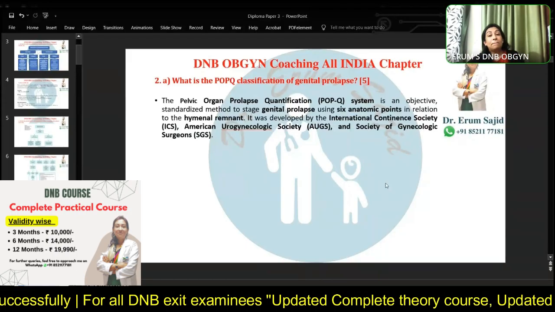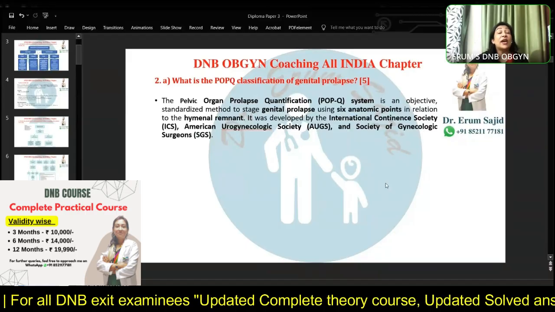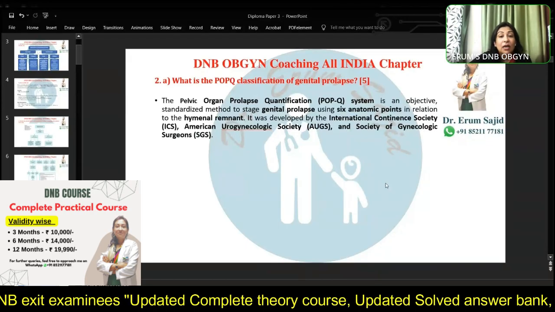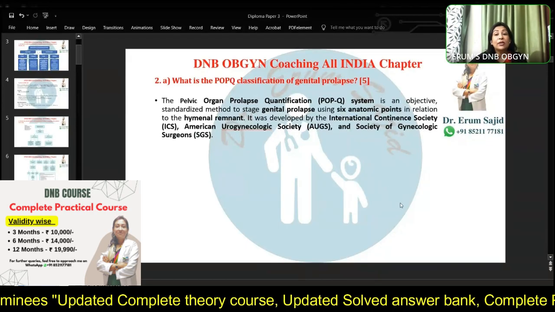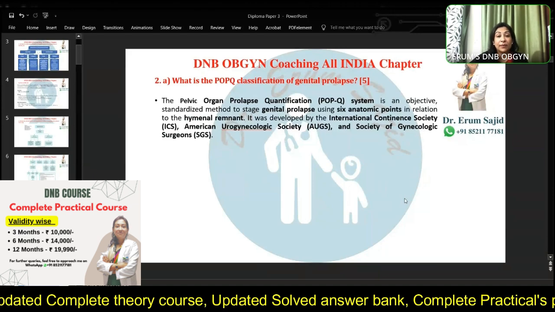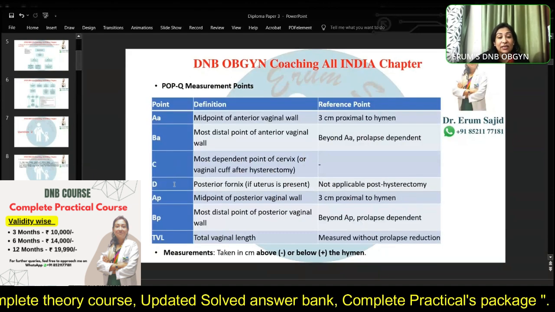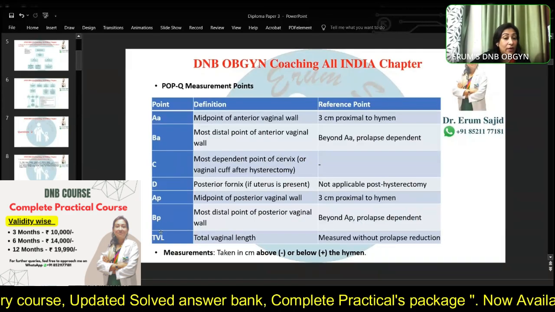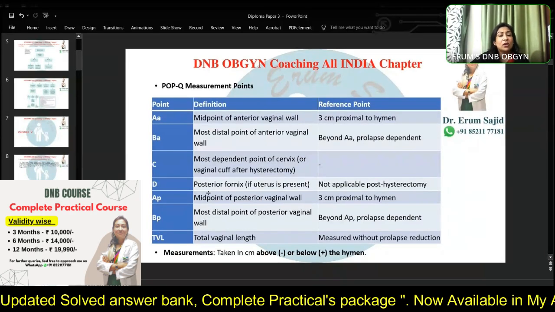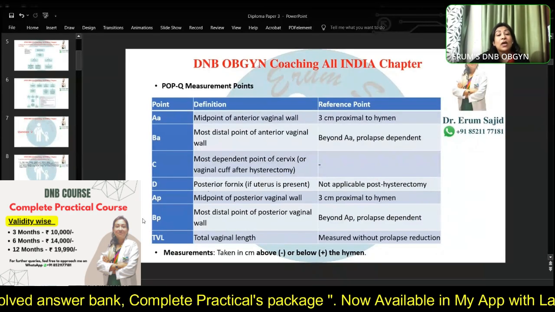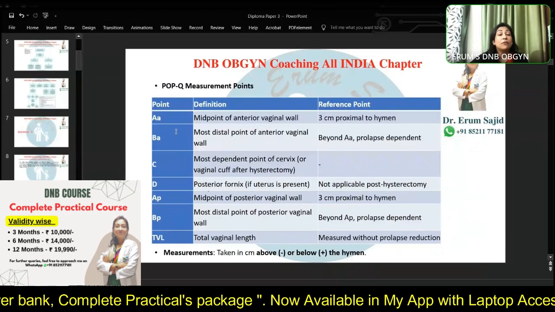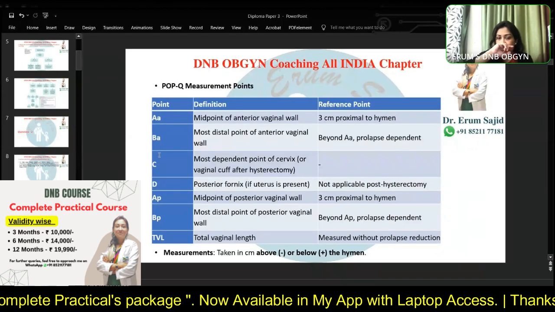So anyways, the POP-Q system is an objective standardized method to stage genital prolapse. And it uses 6 anatomic points, right? And what are they? AA, BA, C, D, AP, BP, and TBL. And of course, the genital hiatus and all these things are also taken into account.